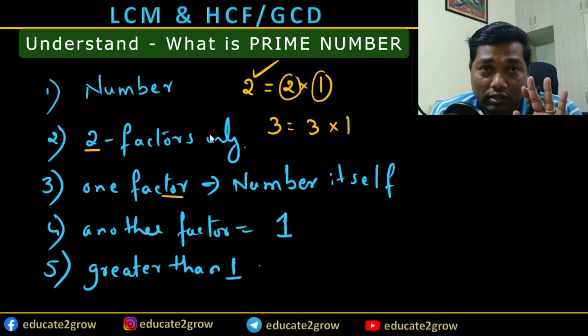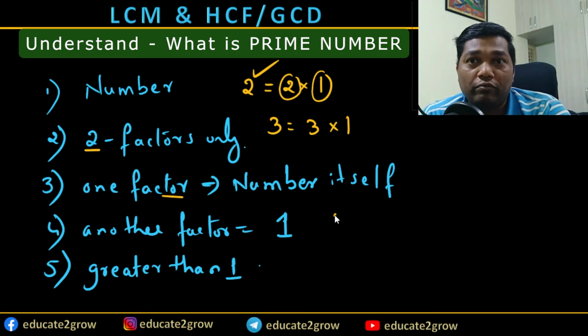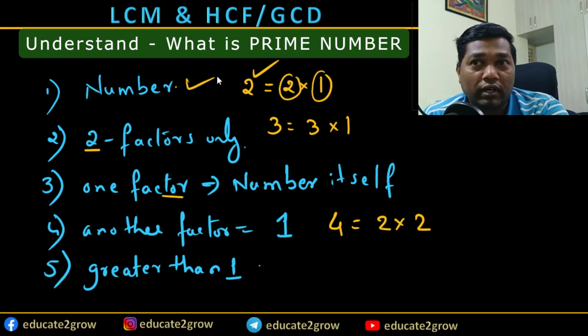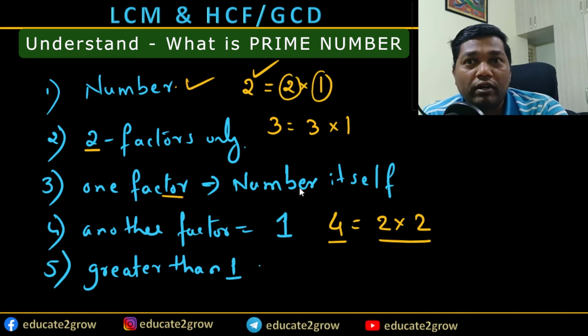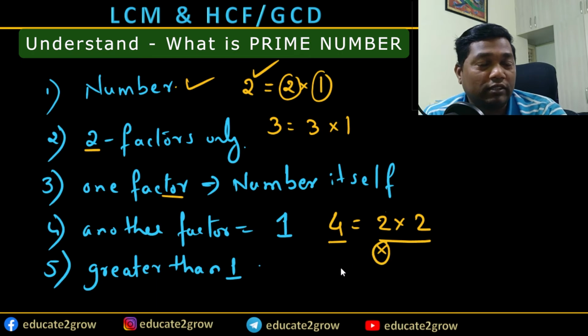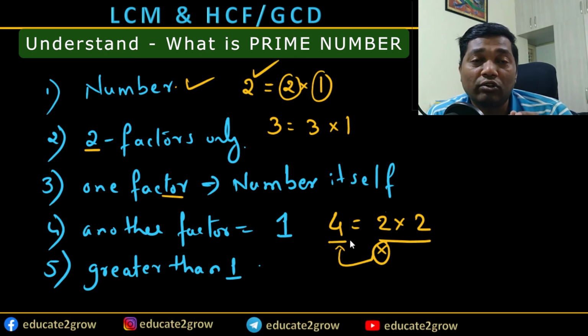Why not the number 4? I'll explain it. 4 equals 2 into 2. It is a number, agreed, and it has two factors, agreed. But the condition that one factor is the number itself fails here. The other factor being 1 also fails. It is greater than 1, agreed, but the conditions are not satisfied. Hence 4 is not a prime number. So this is about prime numbers.